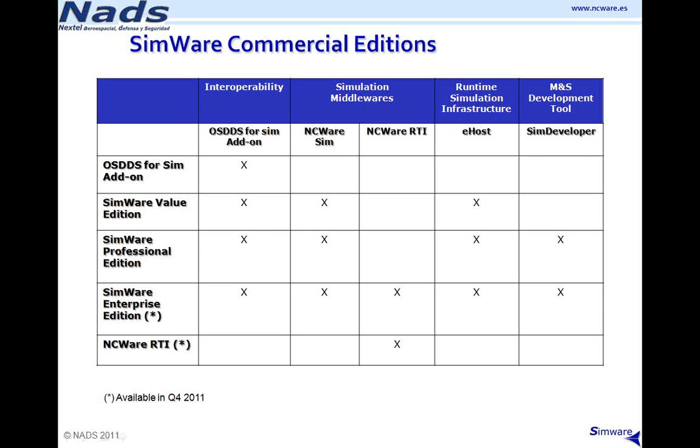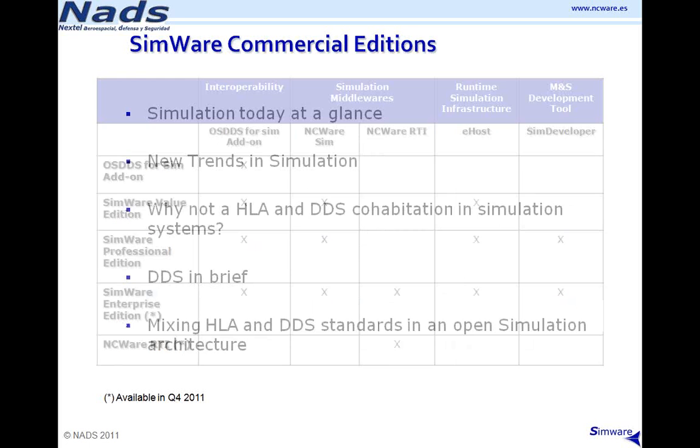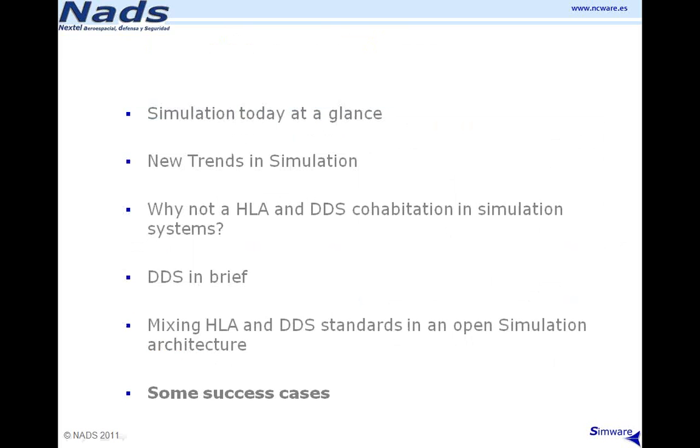SimWare RTI HLA middleware is also available alone as a separate product. Both of them can come in Windows or Linux, in 32 and 64 bits. Now finally, let's see some real use cases of our technology.